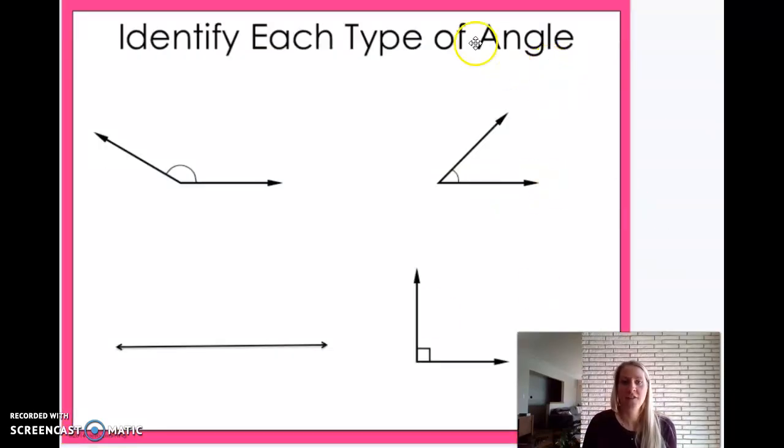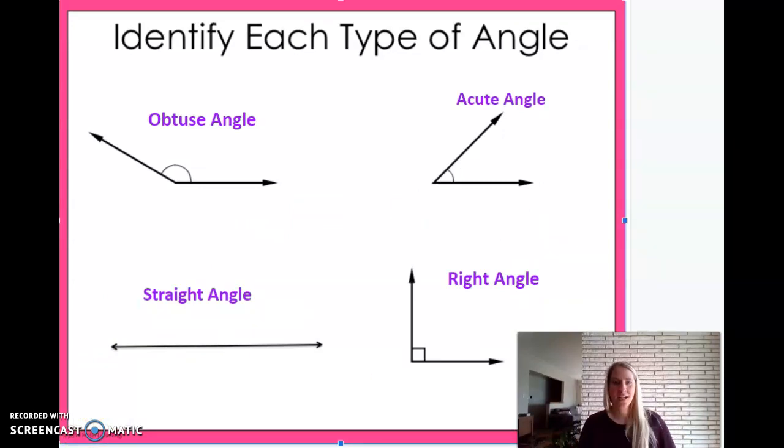All right, and then finally we have a couple angles here. So you should pause it actually, and label all these, and then I'm going to fill them in and you can check to see if you're right. All right, so here is your answer key. You have an obtuse angle in the top left corner, an acute angle, a right angle in the bottom right, and a straight angle in the bottom left.